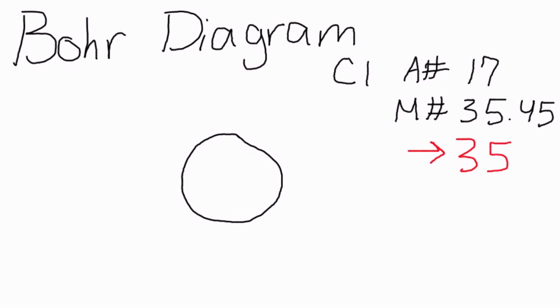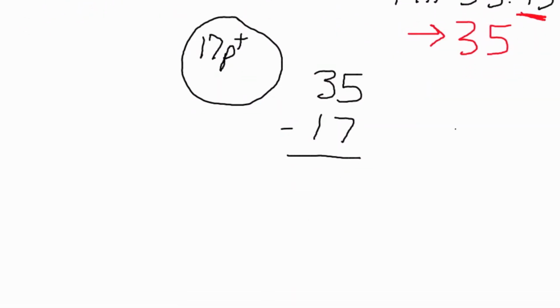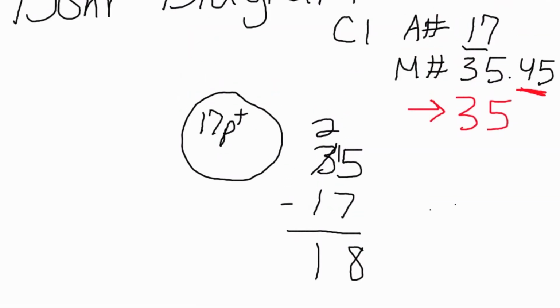The reason we wouldn't round up to 36 is because of this 45. If it was 35.5 or larger, then we'd round up to 36. So basically your standard rounding rules apply here. So in black here, I have my nucleus, and I'm going to just put the number of protons and the number of neutrons in the nucleus. So my atomic number is 17, so I have 17 protons. And to calculate the number of neutrons, I take my mass number, 35, and I subtract 17 from it. 35 minus 17 is 18. So I have 18 neutrons.